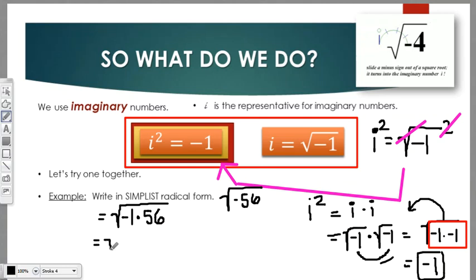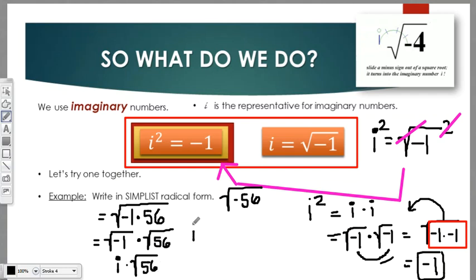But one thing that I'm going to do is separate out that square root of negative 1, because I know that the square root of negative 1 is actually something else. That something else being i. And then from there, I can simplify down the positive square root that I now have.